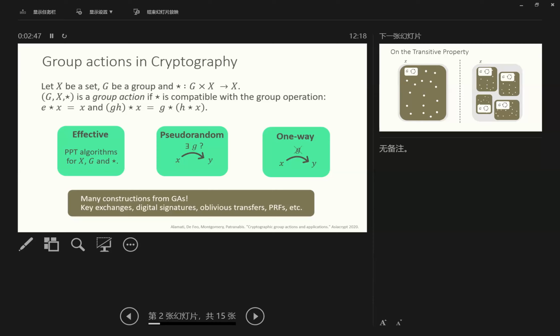In the literature, there are many constructions of these objects. There exist key exchanges, Sigma protocols, many other things. In this talk, we will talk mainly about non-abelian actions, even if these constructions or our construction also apply.